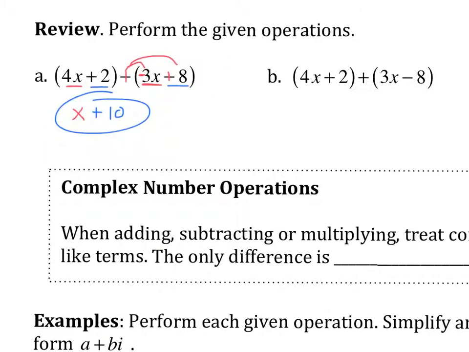On the second one, we do the same thing, except we don't have anything to distribute. That is important. So we combine the x's to be 7x, and we combine my constants to be negative 6, and 7x minus 6. This is in standard form because my variable comes first, my constant comes last.